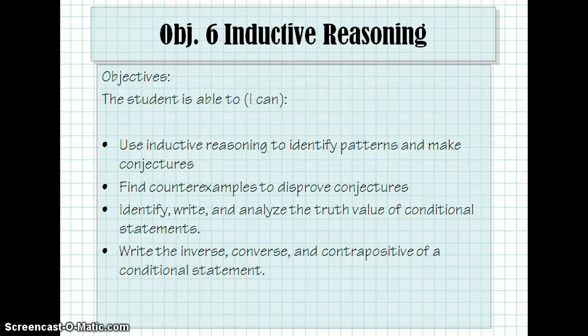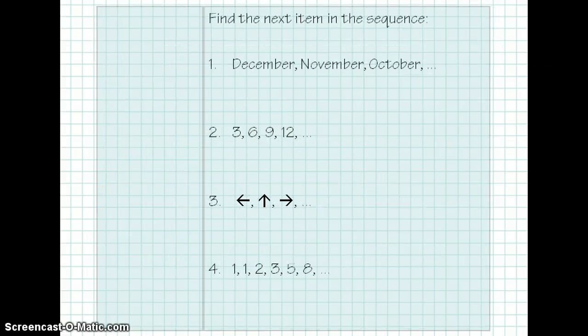Alright, we're going to start Chapter 2 with inductive reasoning. First off, we're going to look at some patterns. We're going to try to find the next item in the sequence. So you have the months December, November, October. What comes next? Well, September. 3, 6, 9, 12. Next comes 15.